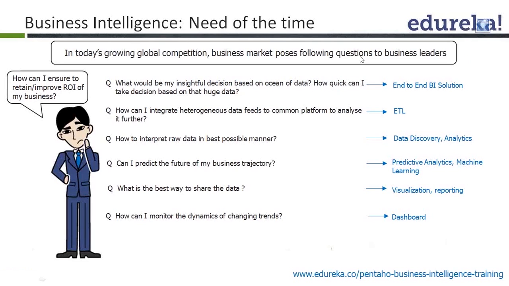And I guess Somesh had mentioned that content, heterogeneous data. Then the third one: how do I interpret raw data in the best possible manner? So raw data can be unstructured data or structured data, for that sake transactional data. Now how do I interpret that data so that it will make more business sense to me?